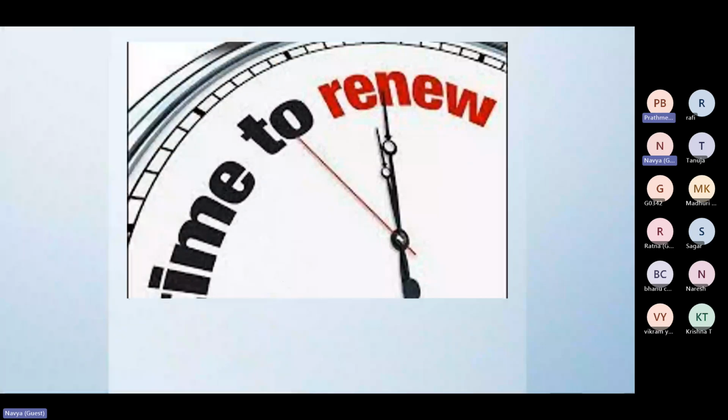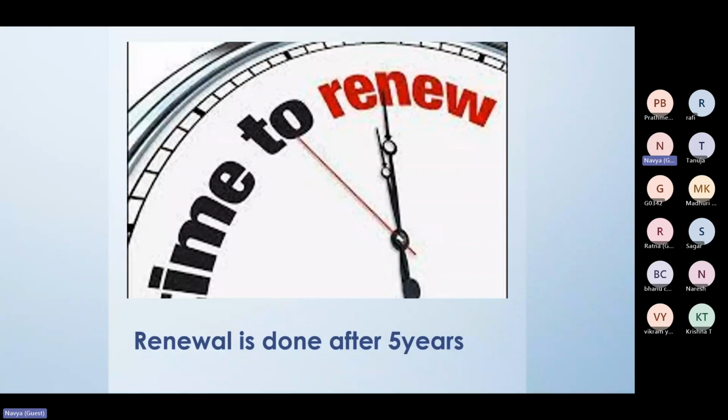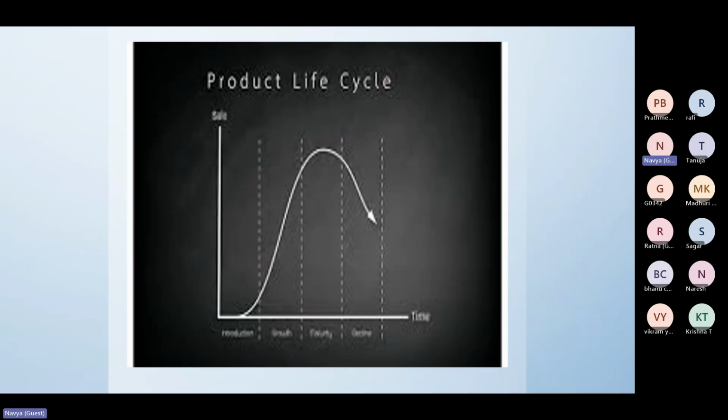Then we have the renewal. This is also part of your post-approval activities. Renewal is done after every 5 years. Once you get a grant, there is a 5-year gap in between. Any change that occurs should be filed as a variation, and in the 5th year, you file the renewal. The renewal filing should be started 9 months before the completion of 5 years. So the product life cycle will be this way. The graph will be this way.